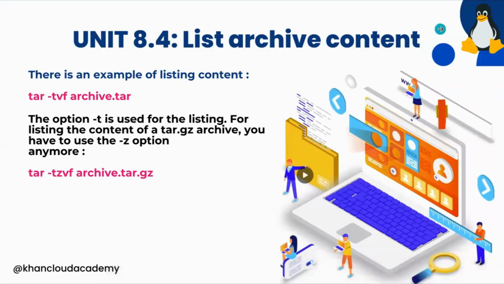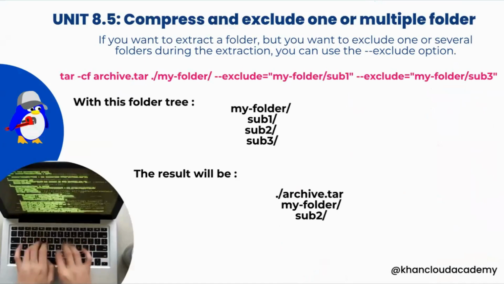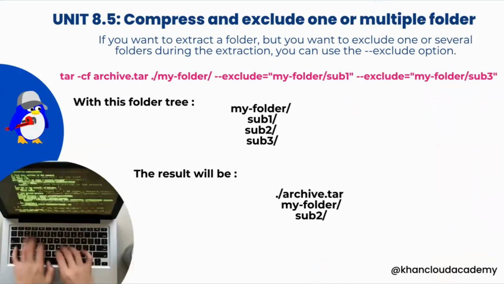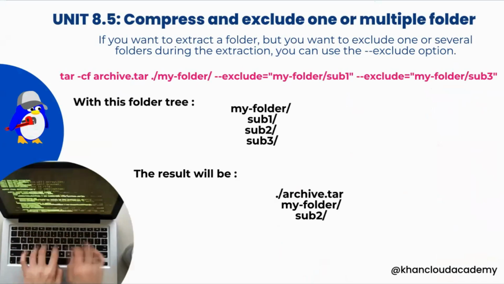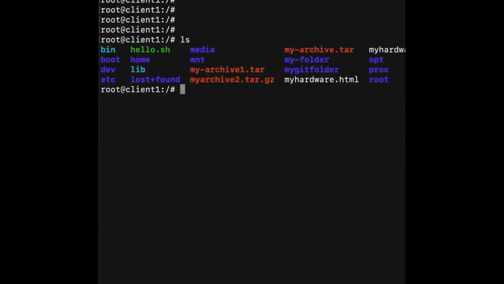So how are you going to compress and exclude one or multiple folders? If you want to extract a folder, but you want to exclude one or several folders during the extraction, you can use the --exclude option. All right. So let me show you on the terminal, guys. It's a new topic, so I'm going to start with a new screen. Let's try ls. Whatever we have, it will show you.